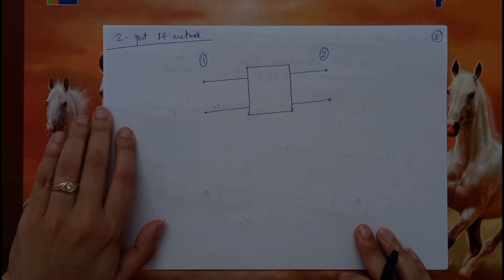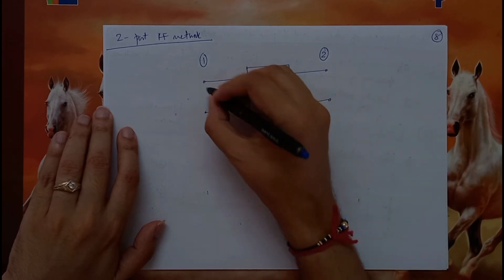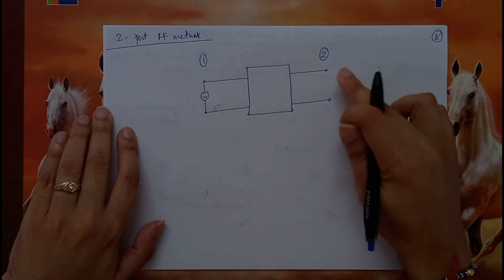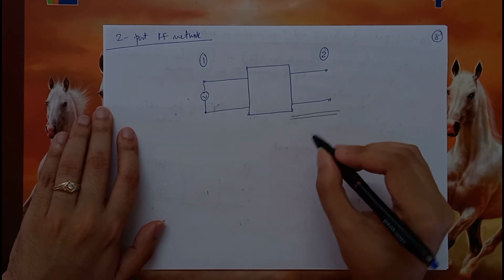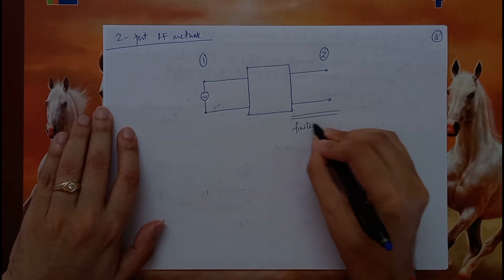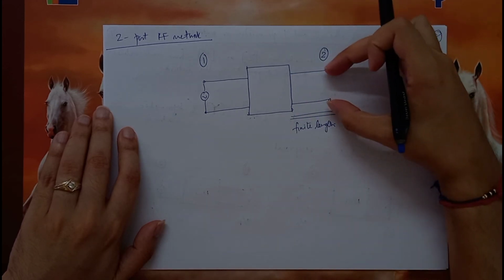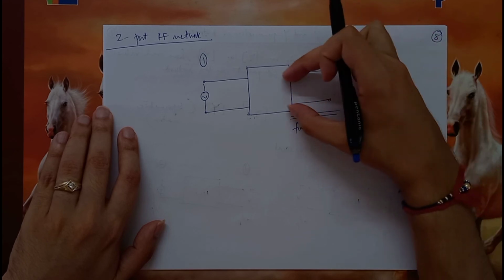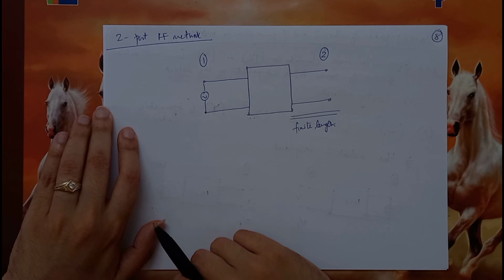Now suppose I want to make port 2 an open circuit. Let us say I am giving some input over here and I keep this one open circuit. Is it enough? No. Because as you see, there is some finite length of these two conductors. So the point at which we are measuring and the point at which these enter the network are different.